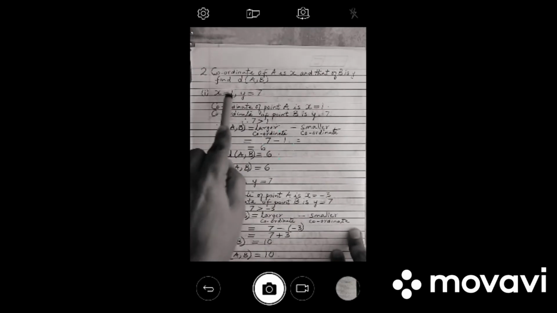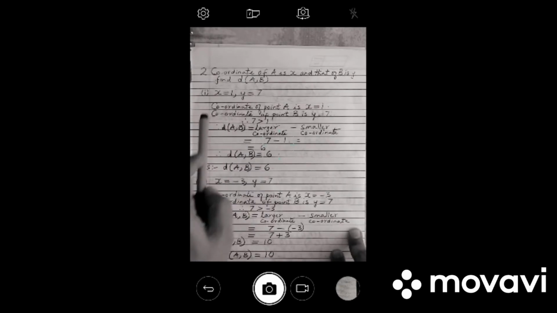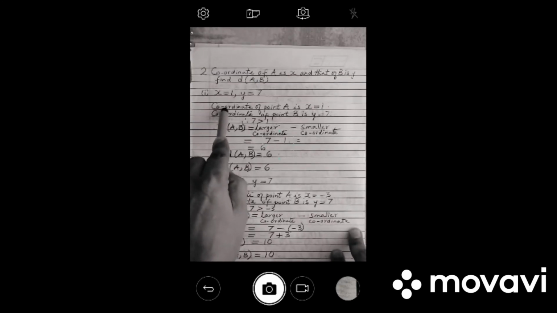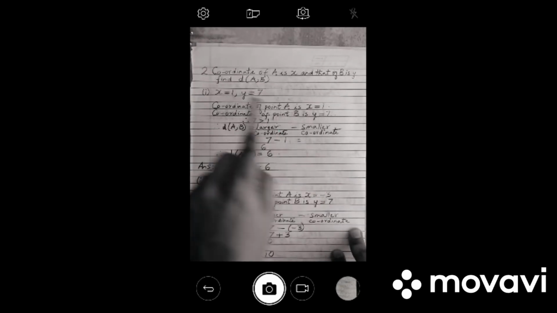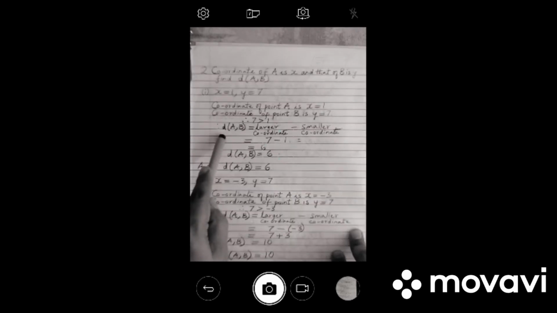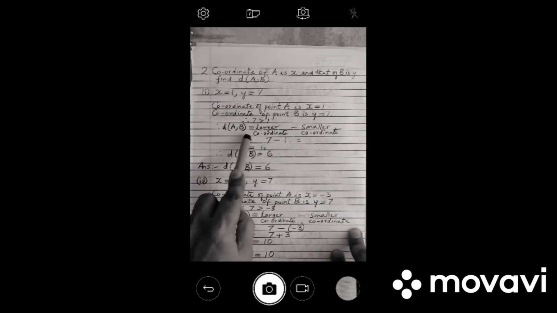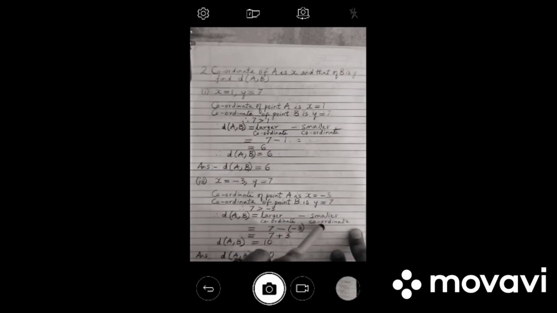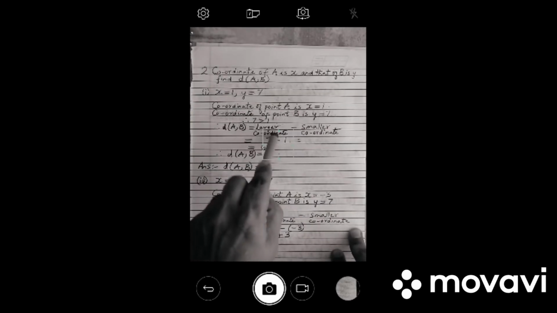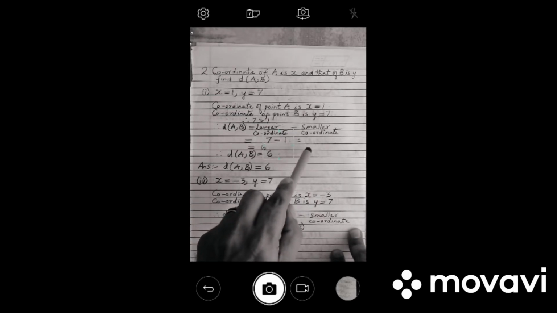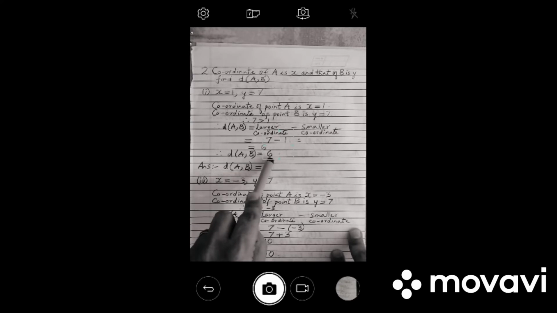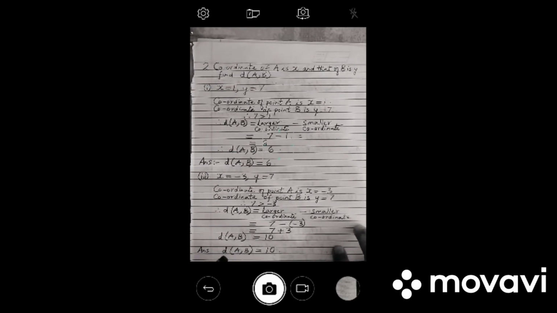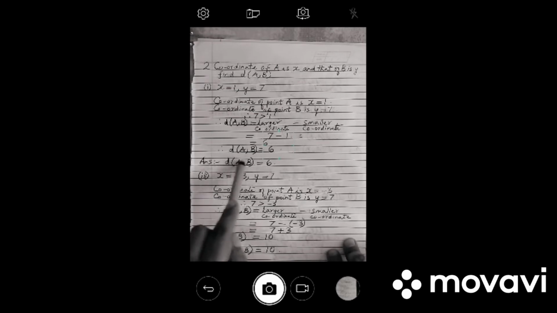Now in the first one, x is equal to 1 and y is equal to 7. So the steps are as follows. Coordinate of point A is x is equal to 1 and coordinate of point B is y is equal to 7. Therefore, distance AB. Now we can see that 7 is greater than 1. Therefore, distance AB is equal to larger coordinate minus smaller coordinate and that is equal to 7 minus 1 and that is equal to 6. Therefore, distance AB is equal to 6. Therefore, answer is distance AB is equal to 6.